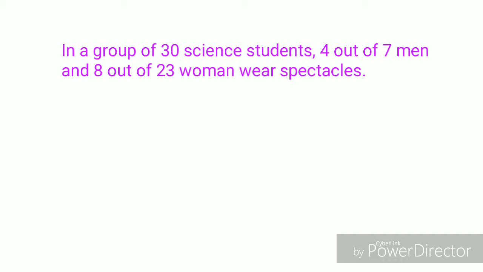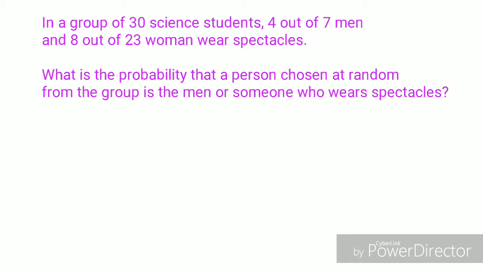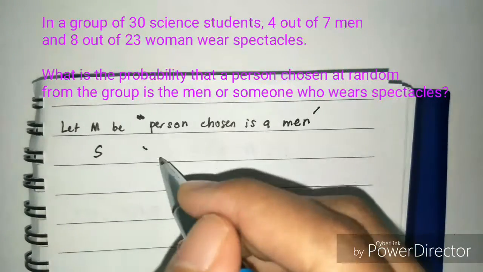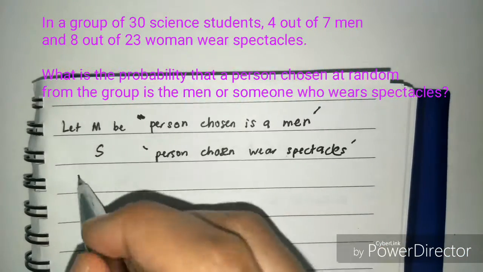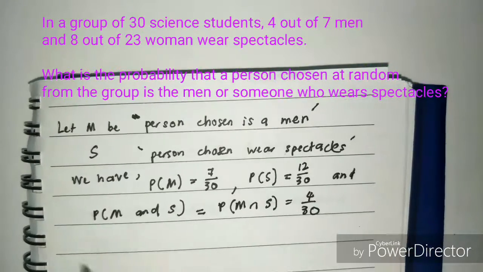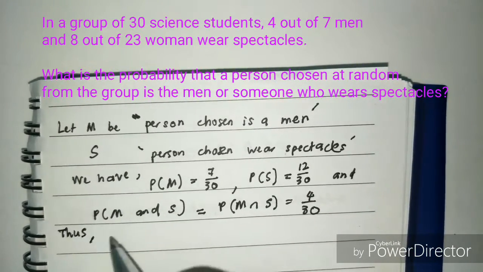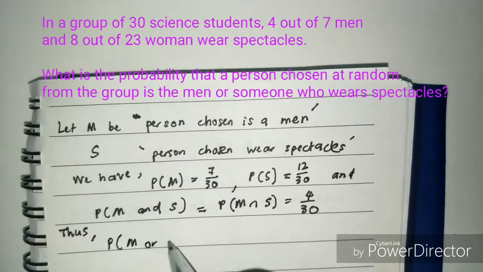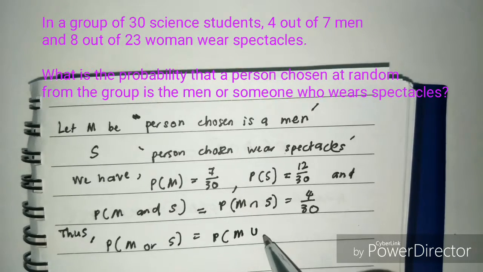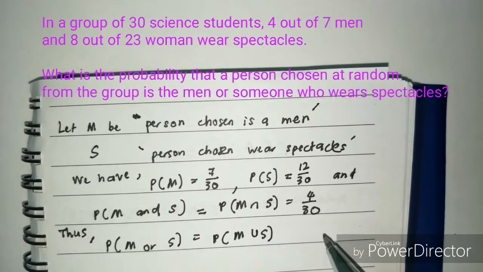In a group of 30 science students, 4 out of 7 men and 8 out of 23 women wear spectacles. What is the probability that a person chosen at random from the group is a man or someone who wears spectacles? Firstly, we need to extract all the information. Then, using this formula, you can calculate the answer.